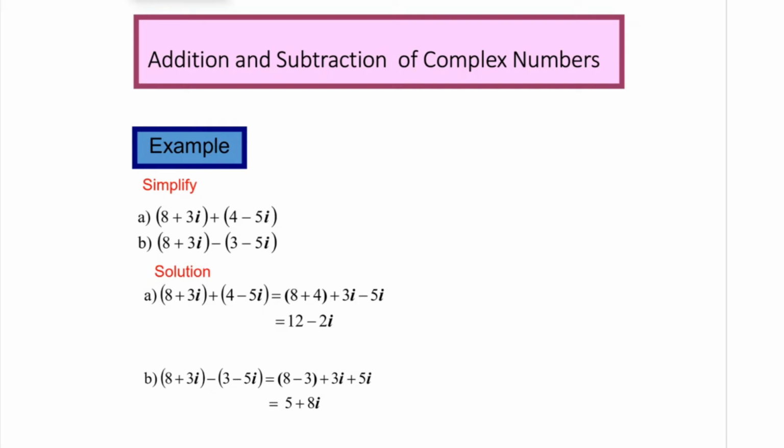We can simplify 2 or more complex numbers by adding and subtracting. For example, simplify 8 plus 3i plus 4 minus 5i. For real part, 8 plus 4. For imaginary part, 3i minus 5i. Simplify it and we get the answer.